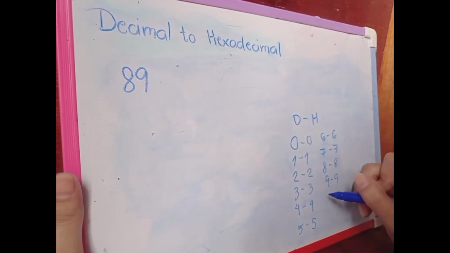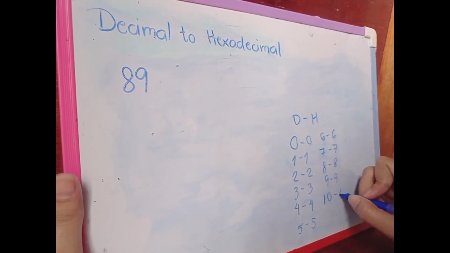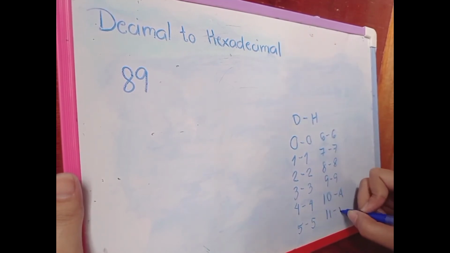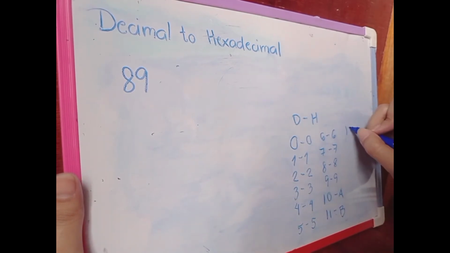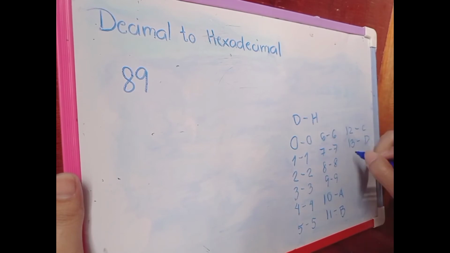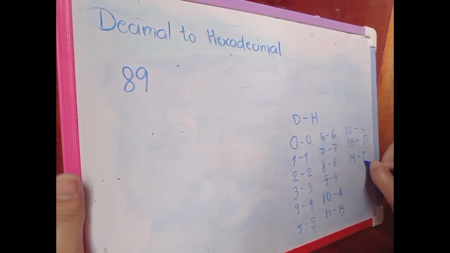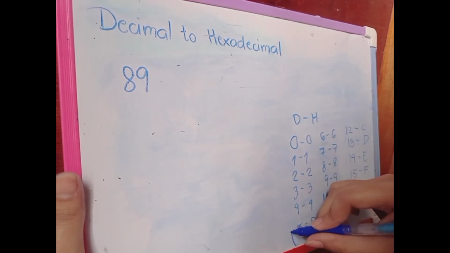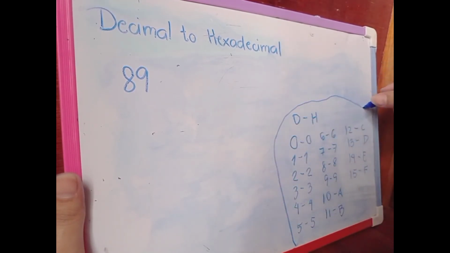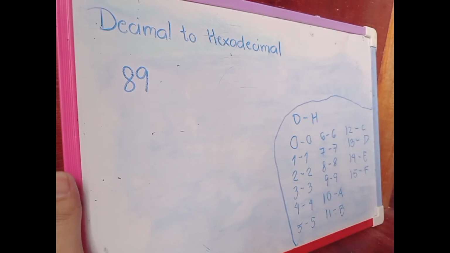Then it changes when the number is 10, because 10 in hexadecimal corresponds to A, 11 corresponds to B, 12 corresponds to C, 13 corresponds to D, 14 is E, and 15 is F. We must keep this in mind in order to convert decimal to hexadecimal numbers. So let's go back to converting the number 89.